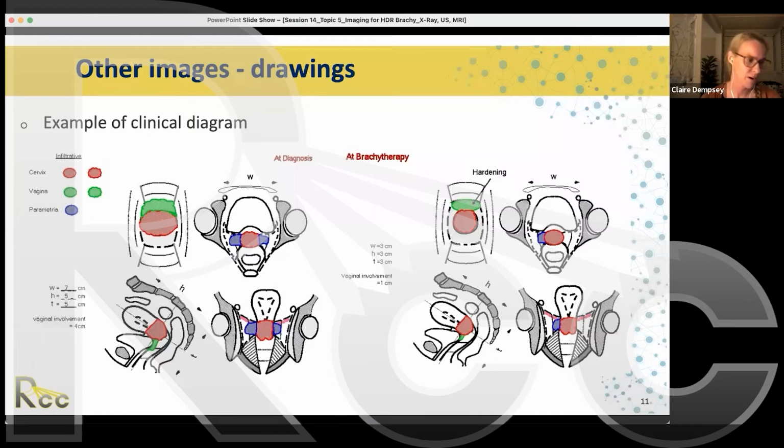And as part of the EMBRACE study, they mandate that. The EMBRACE study is about every patient having MRI imaging at treatment, but they still require you to draw those clinical diagrams as well, just as an extra source of information for the planner and the department and everybody involved.